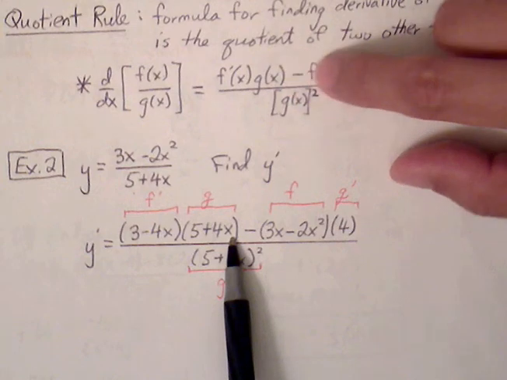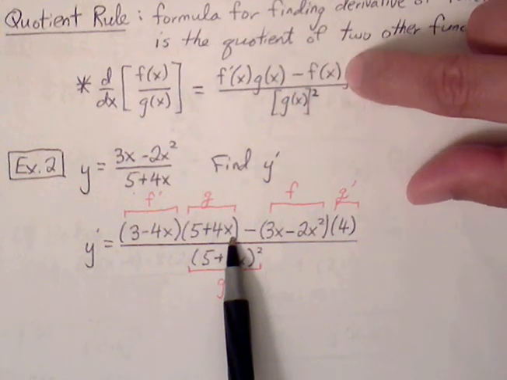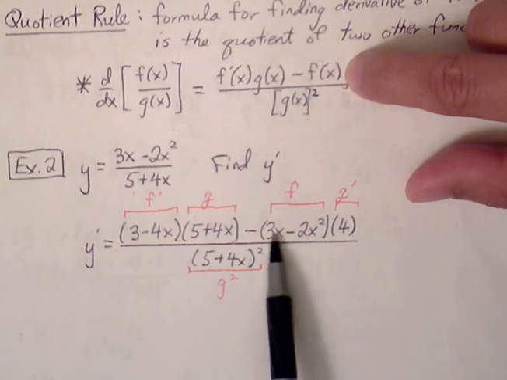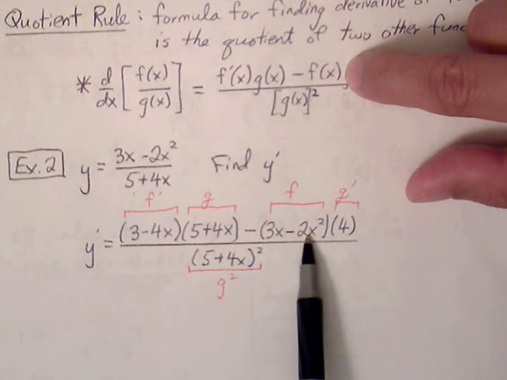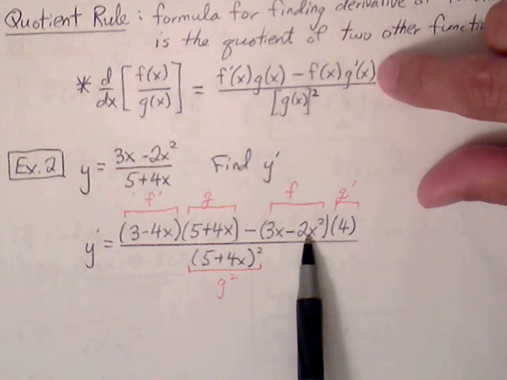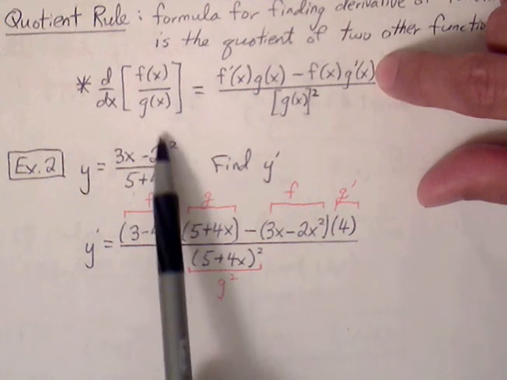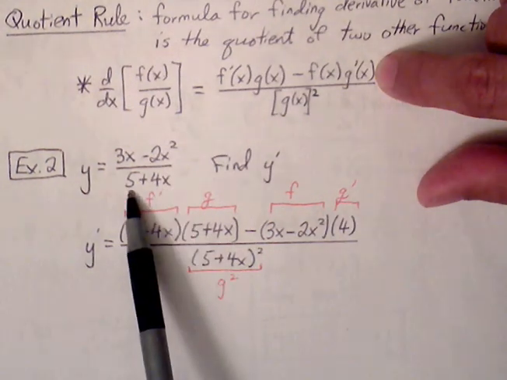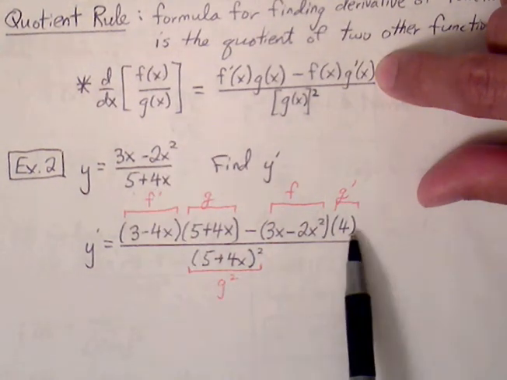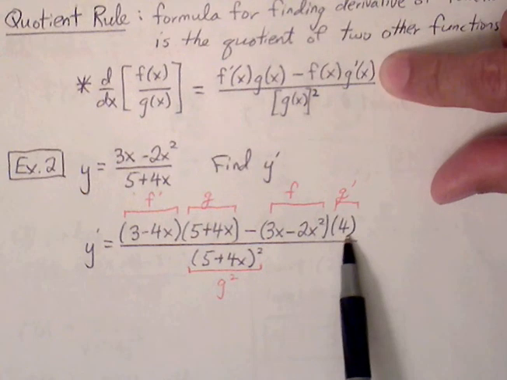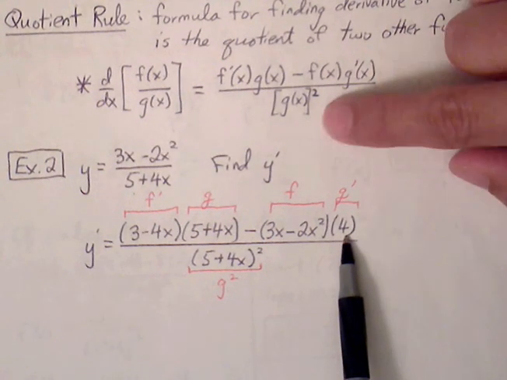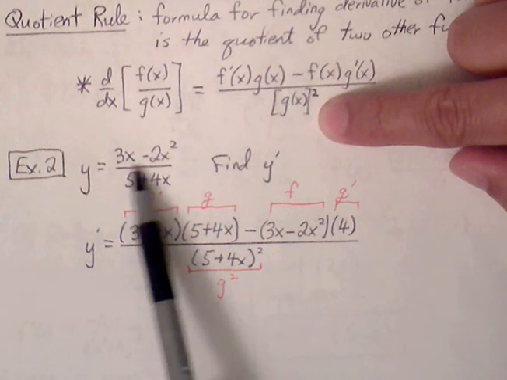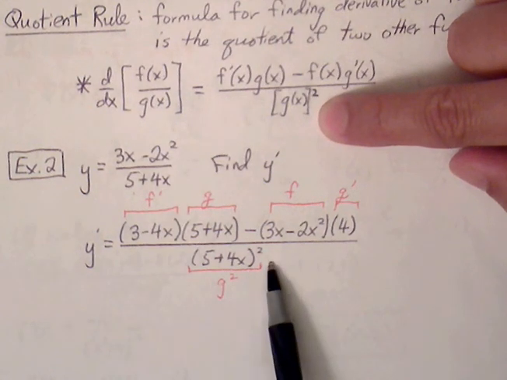Okay, minus f of x. So the original f of x function, that's the numerator. So we put the numerator in this space, 3x minus 2x squared. Times g prime. So g prime is the derivative of the denominator. So 5 goes to 0. 4x becomes 4. Okay, so 4 will be my g prime of x. All over g of x squared. So all over my denominator, quantity squared. So 5 plus 4x quantity squared.